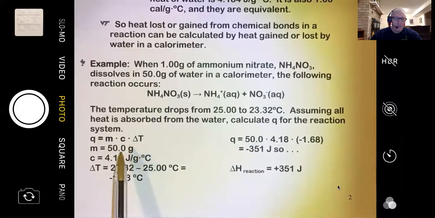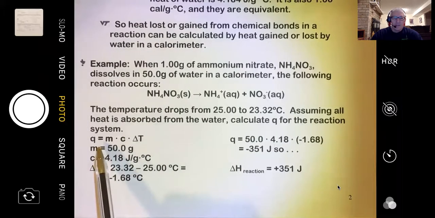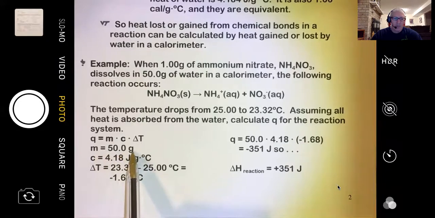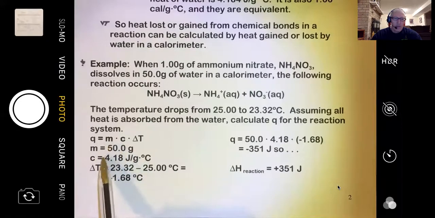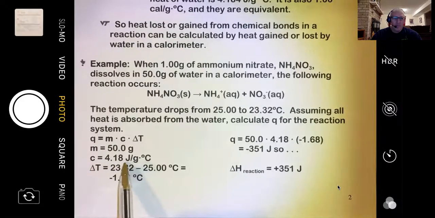First off, there's a lot of things to keep straight in these problems. So you focus on what we know. Well, what do we know? We know we have 50 grams of water. So we know the mass of water. We also know from the notes that we just took, the specific heat of water, the amount of energy required to change 1 gram of water by 1 degree Celsius, is 4.18. So we know the mass, we know the specific heat, C.